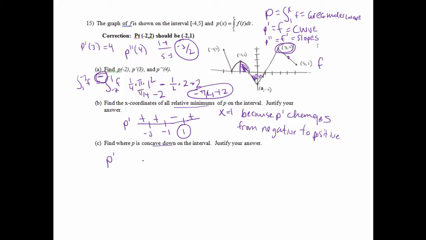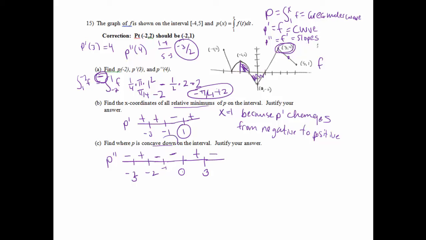All right, and then find where p is concave down. Concavity has to do with the second derivative. So p double prime we've already established is looking at the slopes. So if I look at the slopes, my slopes are negative till I get to negative 3. Then they're positive till I get to negative 2. And then they're negative all the way till I get to 0. However, I'm going to split it at negative 1 because there's a sharp turn there, and we know that you can't take the derivative at a sharp turn. So it's negative and then negative once again. And then my slopes are positive till I get to 3. And then my slopes are once again negative.